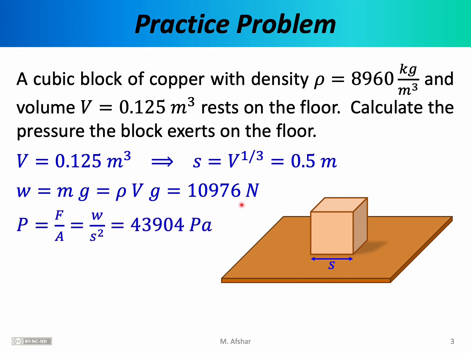We can now calculate pressure. Pressure is force divided by area. The force is, of course, weight, the gravitational force. And the area is the area of one side of this cube, so S squared. We already know what S is, that's 0.5. Plugging in those numbers, we find that the pressure that the block exerts on the floor is equal to 43,904 pascals.